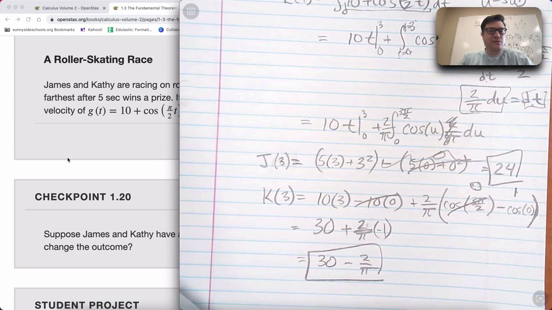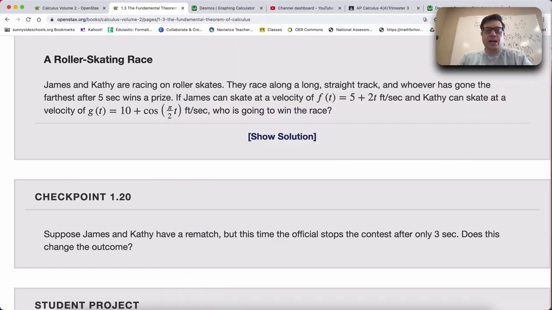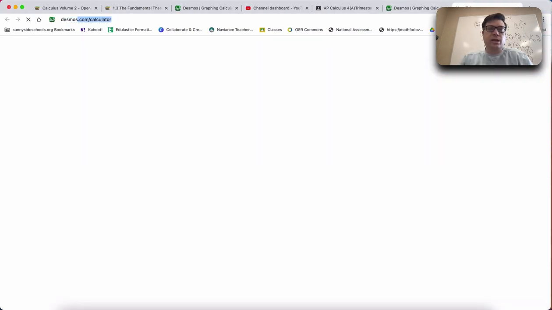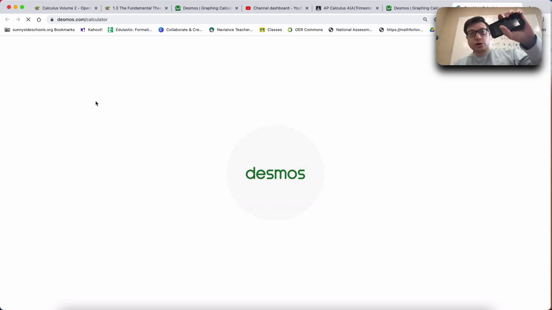You don't go to Safeway and walk through the check stand and have the cashier say, thank you, that'll be 30 minus 2 over pi dollars. If they did, blow your mind. And you'd say, hold on, professor. And you'd get out your phone and go to Desmos or something and actually evaluate it. So we're going to do that too.